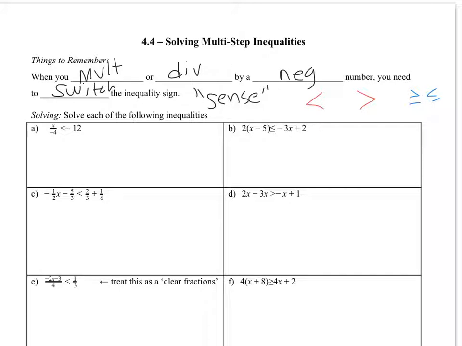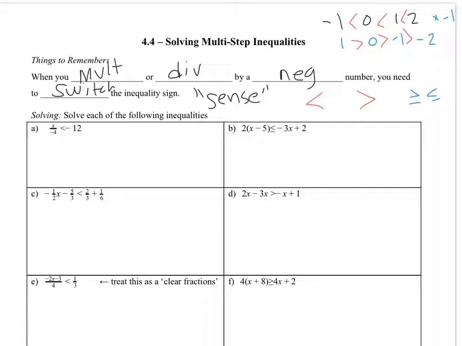Now the reason why, I'm going to show you with examples. If you have -1, 0, 1, 2, these are all written in order from least to greatest. However, if you multiply all of these numbers by -1, now you have 1, 0, -1, -2. You can't keep the inequalities going in the same direction. They would actually switch, because 0 is less than 1, 0 is greater than -1, -1 is greater than -2. So when you multiply or divide by a negative, you have to switch the sense of the inequality.